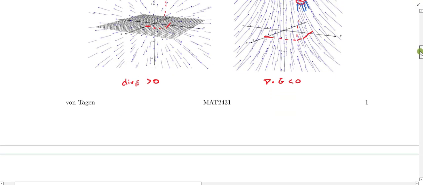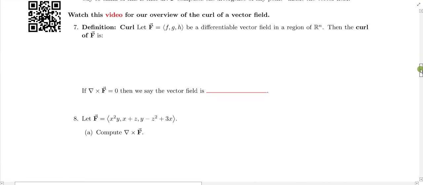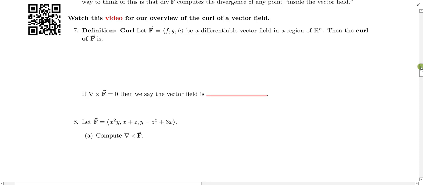So folks, that about wraps us up with divergence. We'll still do a little bit more work with it when we get to class, but in the next video we'll start looking at the curl. So I'll see you there.